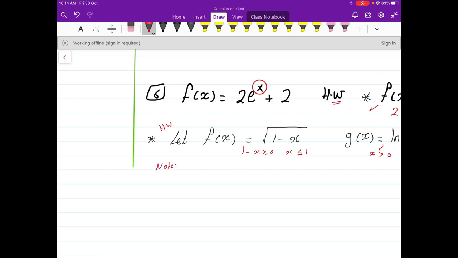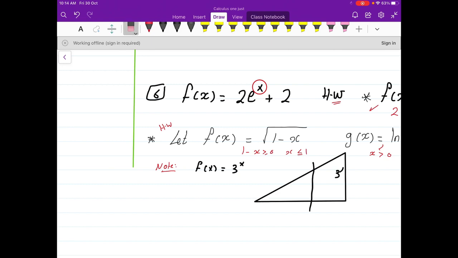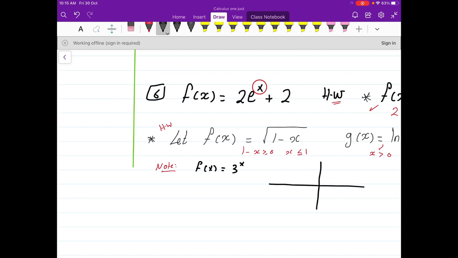If f(x) equals 3 to the power x, it is an increasing function, and the graph looks like this, approaching the x-axis since the base is greater than 1. And what is the domain of this function? R, and the range is 0 to infinity.